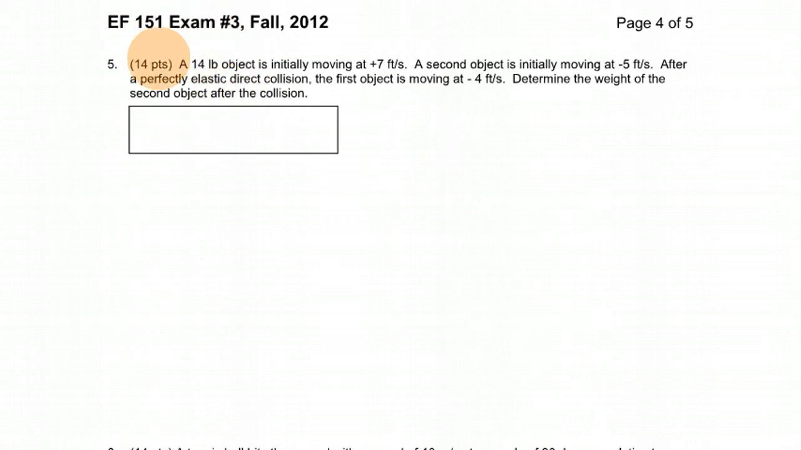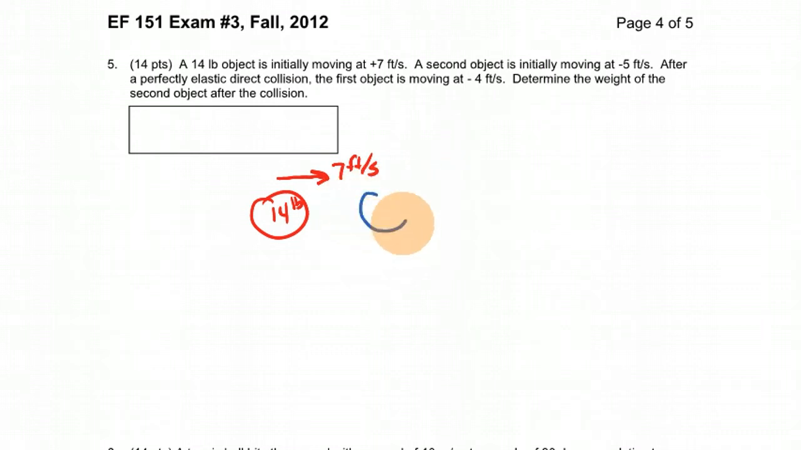Obviously, first thing we're going to do is draw it out so we can keep track of everything. So here's our 14-pound object moving at 7 feet per second. Okay, and our second object moving at -5, and it has a weight unknown.